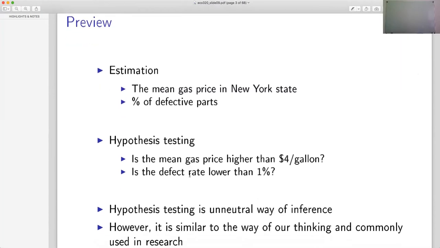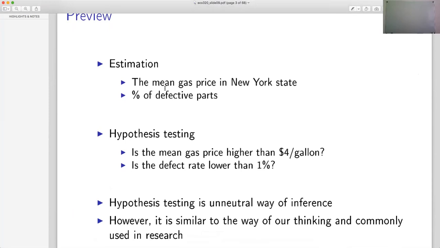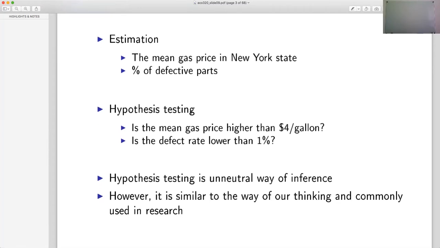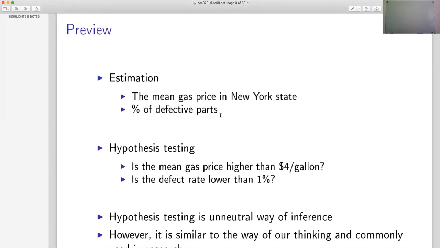So we learned that estimation is something like, based on some samples, we are trying to estimate the true parameter, the population parameter, right? Using a sample, that is an estimation. Examples were the mean gas price in New York State or the fraction of defective parts. These are the things we learned in the previous chapter.